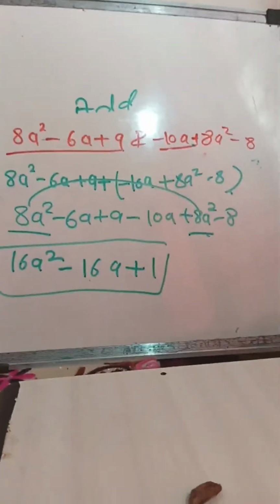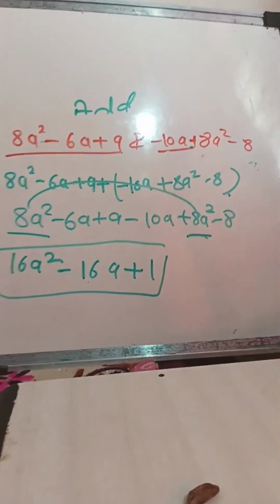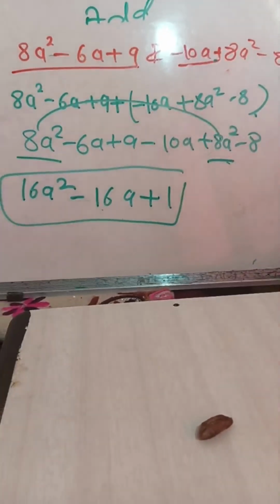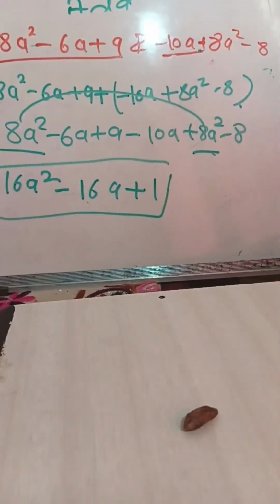Here is our answer for the algebraic expression: 16a square minus 16a plus 1. Now we'll do another question. Now we'll start with another question.